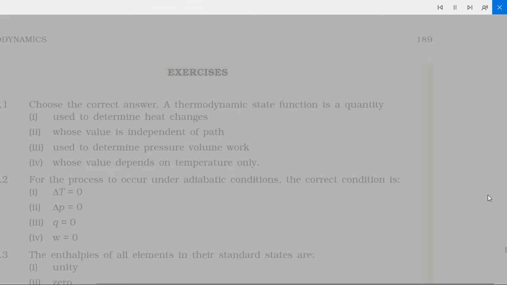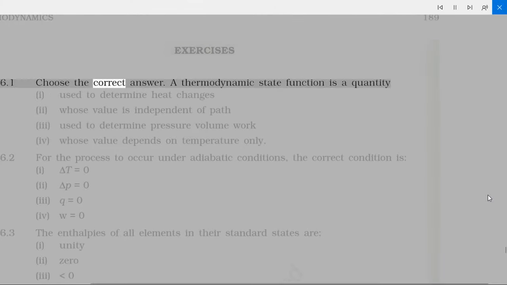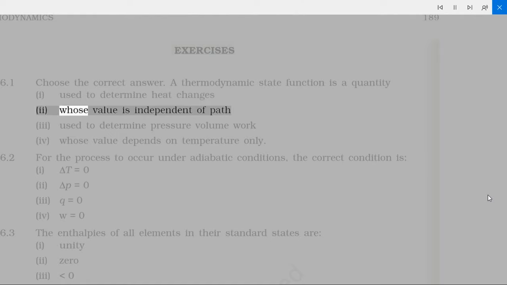Thermodynamics 189. Exercises. 6.1 Choose the correct answer. A thermodynamic state function is a quantity (1) used to determine heat changes, (2) whose value is independent of path, (3) used to determine pressure-volume work, (4) whose value depends on temperature only.